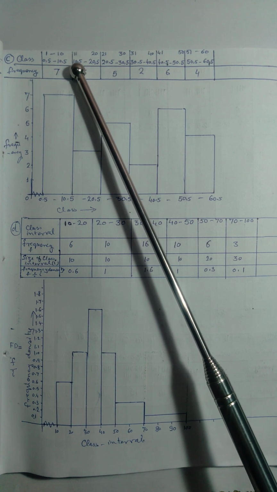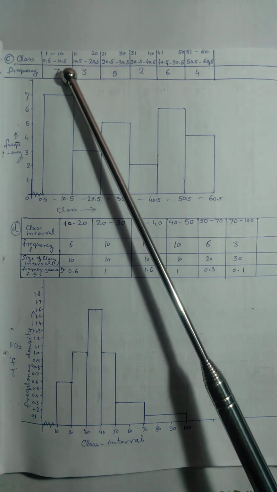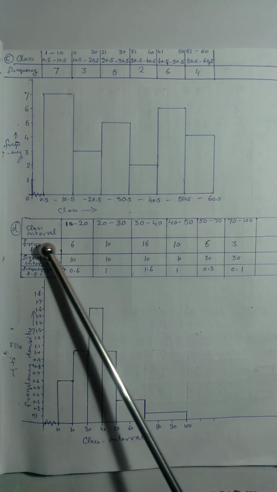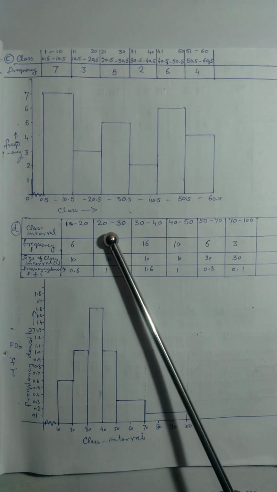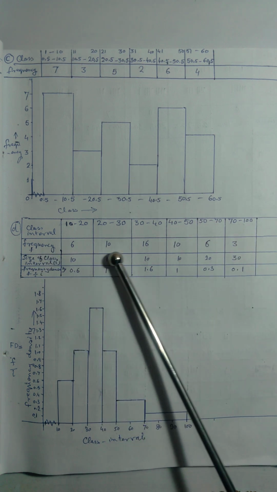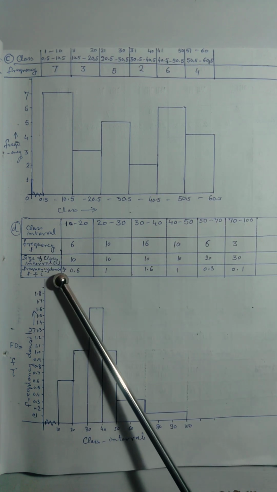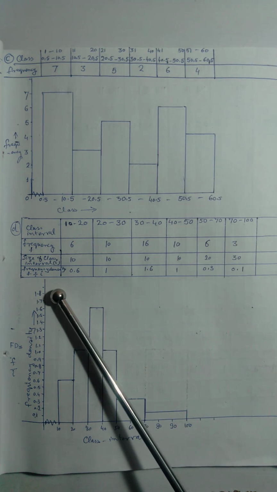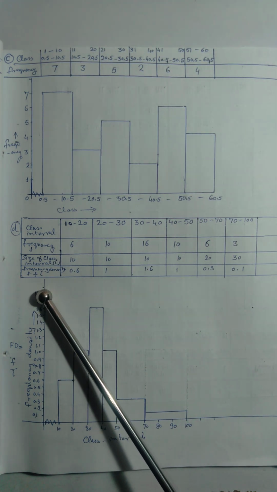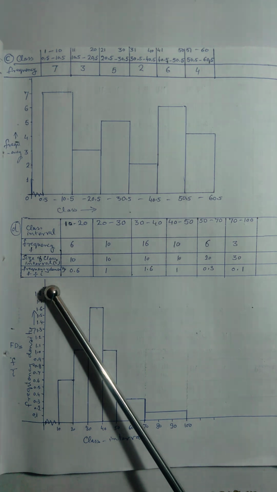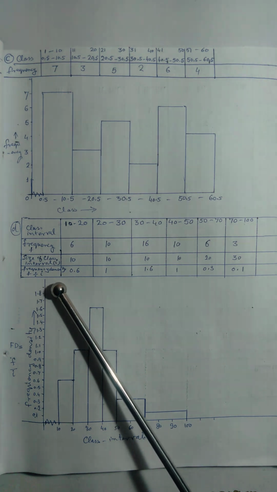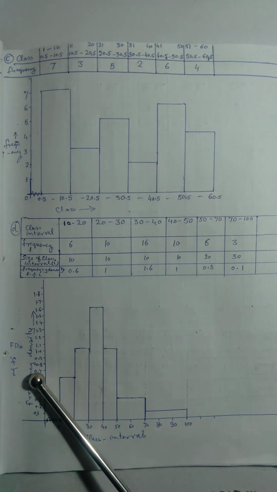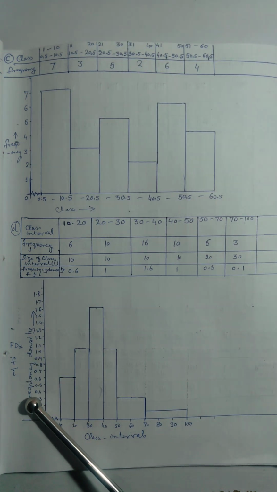We have to transfer it into the exclusive class or continuous class. Now come to the D part. Class interval is given here, frequency is here, and the size of the class interval is given. Frequency density, that is frequency divided by class interval, is known as frequency density. Here we have taken the frequency density.